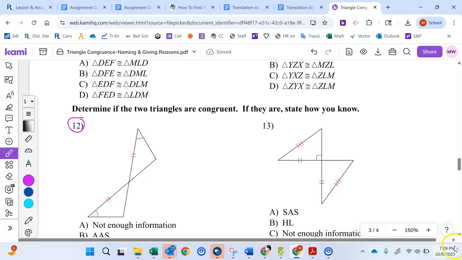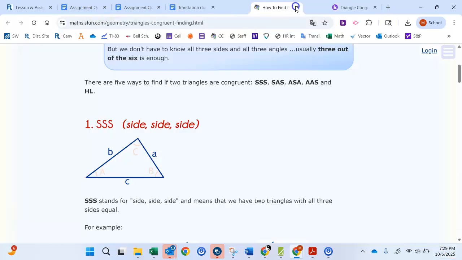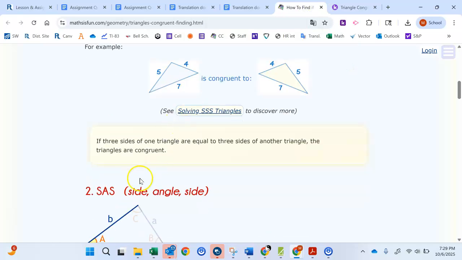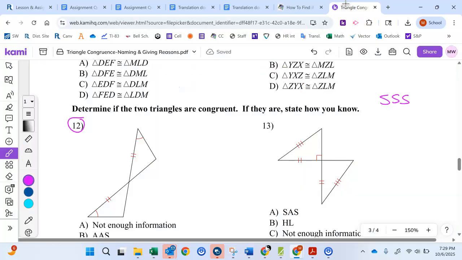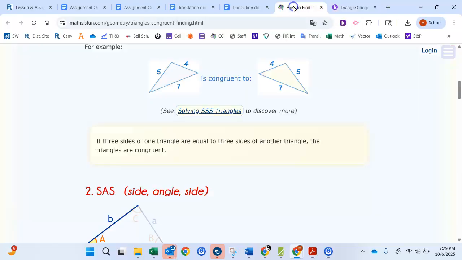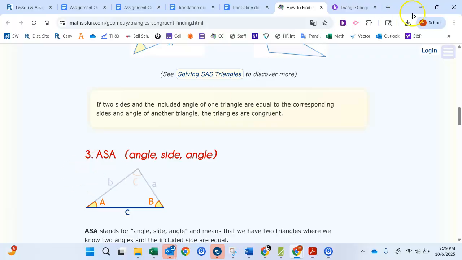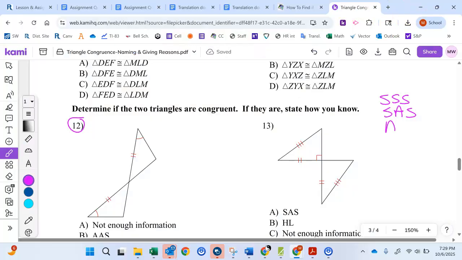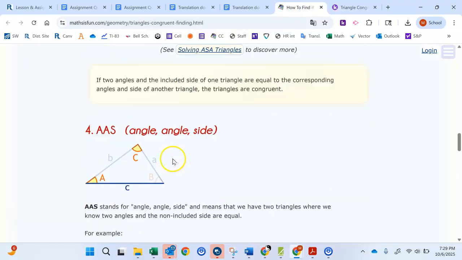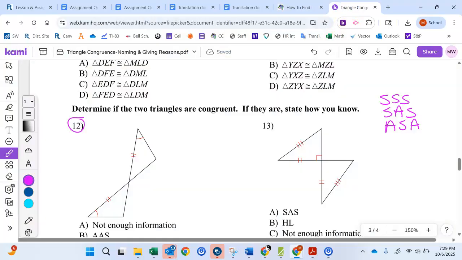Maybe in your notes, when you take notes, go like this. Side, side, side is one of them. What's the next one? Number 2 is side, angle, side. Make sure you put this in your notes so when you take tests and quizzes, you can do that. Number 3, angle, side, angle. Then number 4, angle, angle, side. And it can also be SAA. That's the same as that, just a different order.